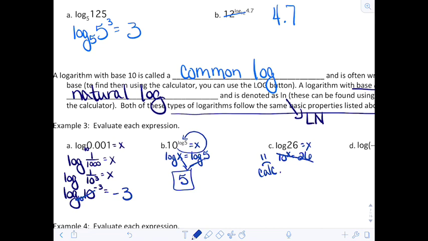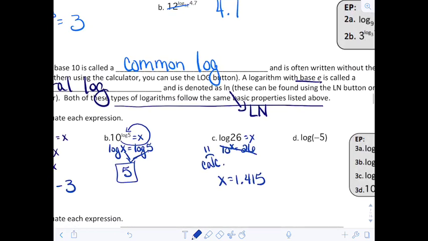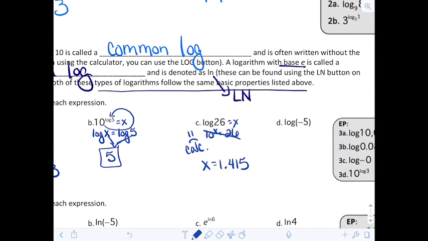And the value that we get is 1.415 if we're rounding to, let's say, 3 decimals. Okay, the log of negative 5. If you set this equal to x, and knowing that this is in base 10, if we wrote that as 10 to the x power equals negative 5, it doesn't help me get a value, but it does help me see that there is no solution here.